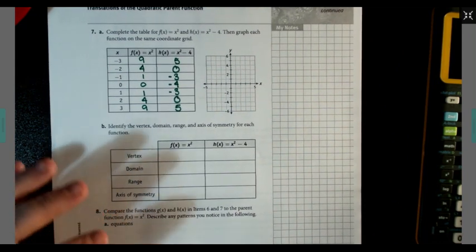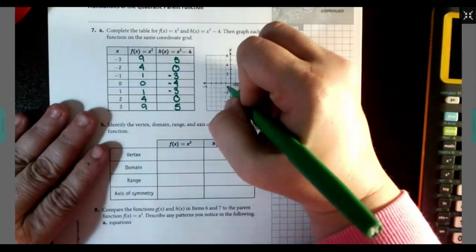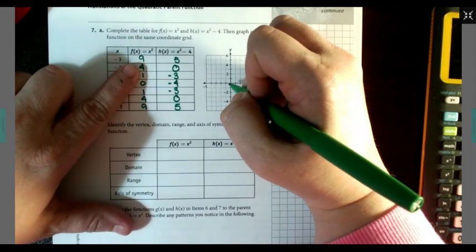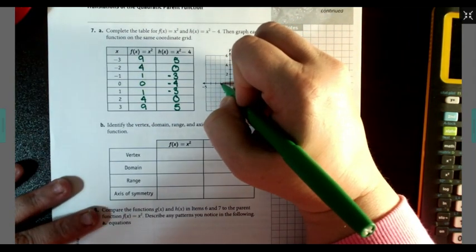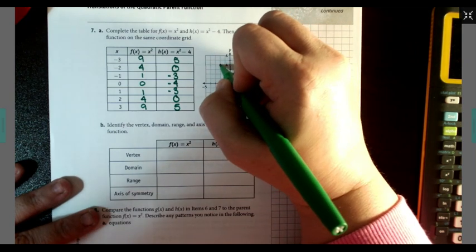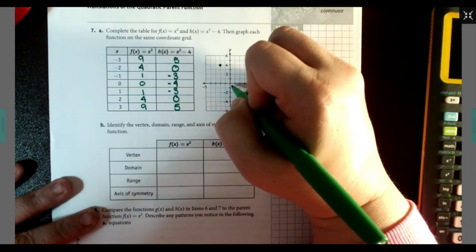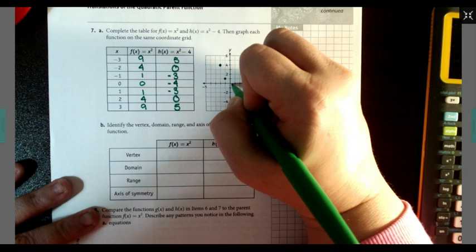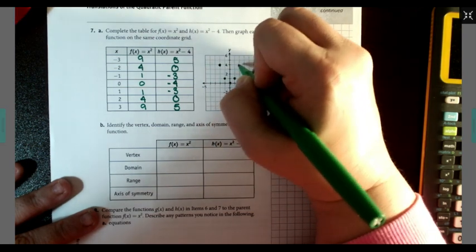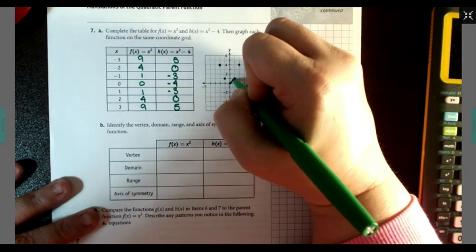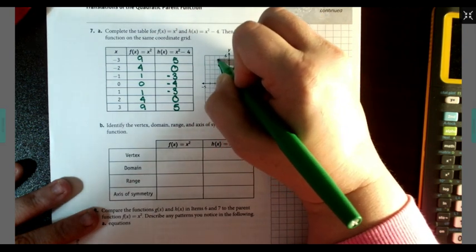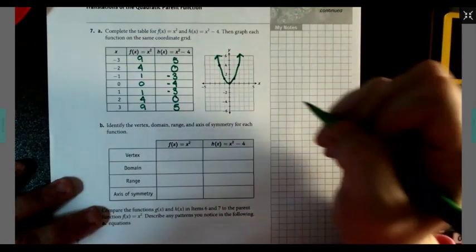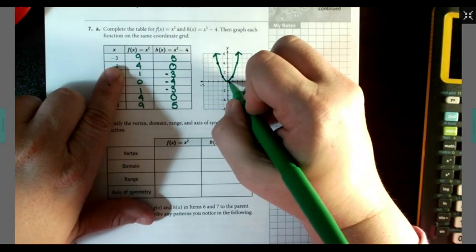And we're going to graph. Well, I can't graph negative 3, 9. That's off my grid. But I can do negative 2, comma 4. And I can do negative 1, comma 1. 0, 0, 1, 1, 2, 4. So I got like this U shape again, right? Looking like such. Let's graph our next one.